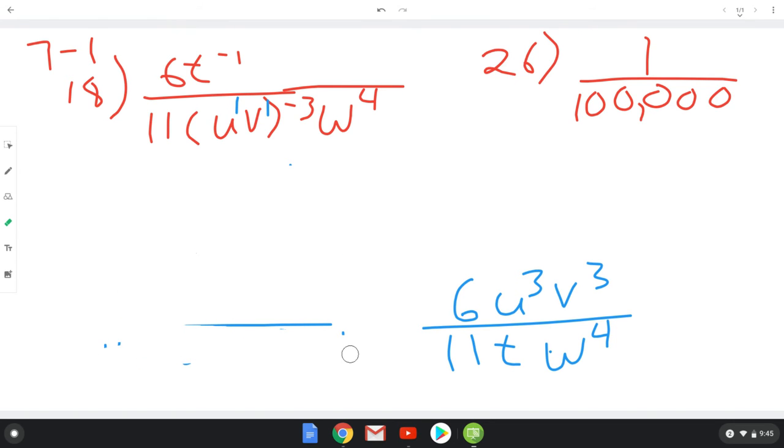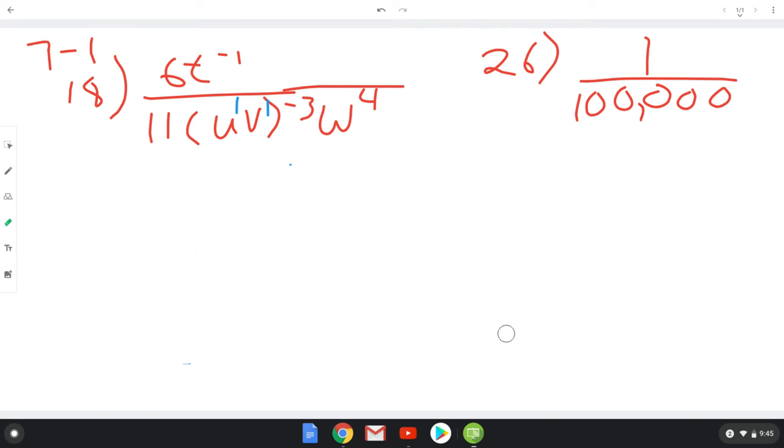For number 26, we want to write it as an exponential. The thing with tens, if you have something that's a power of 10, then we can just count the number of zeros, and that would be our exponent. I have 5 zeros here, right? So this is 1 over 10 to the fifth.